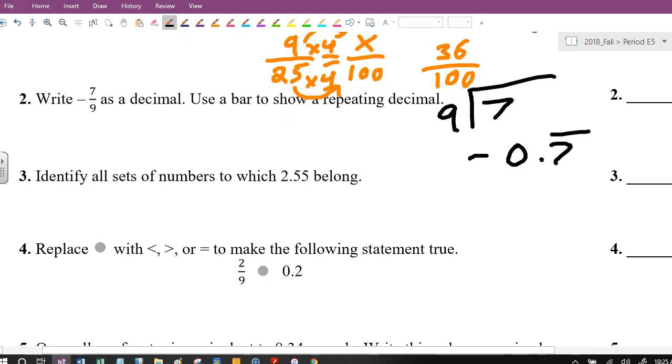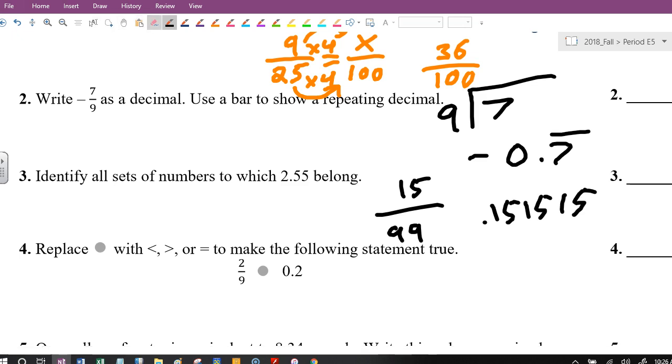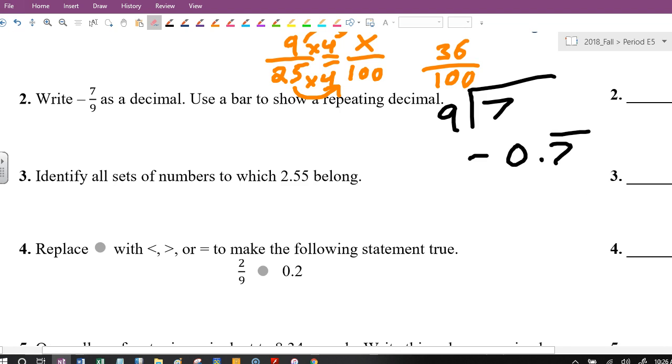Very good. Now every time you divide by 9, it's going to repeat. What if you divide by 99, everybody? Like if I had 15 divided by 99, what's going to happen? 0.151515. This is something you guys should know. Same thing over 999 and all that fun stuff.